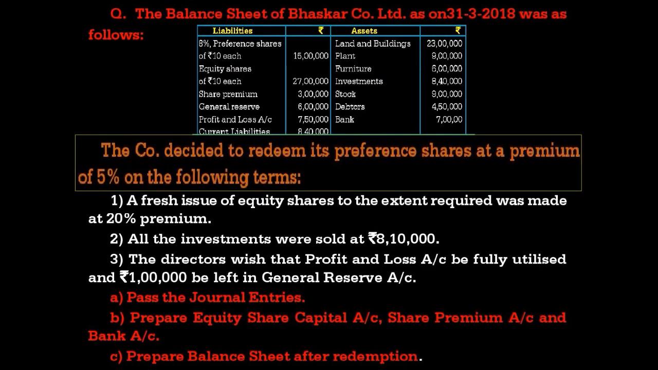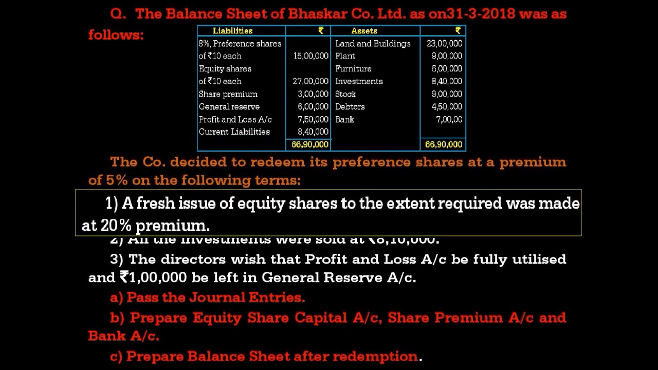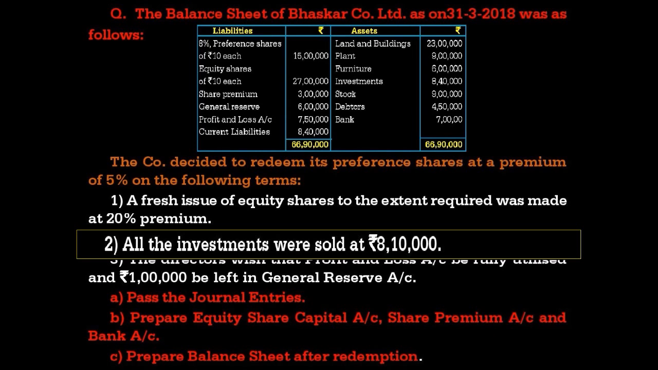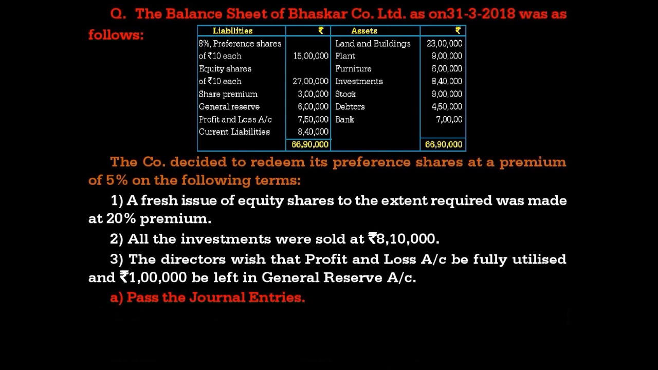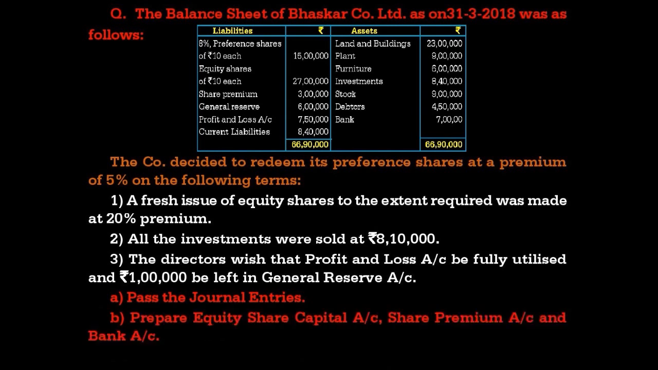The company decided to redeem its preference shares at a premium of 5% on the following terms. Number 1, a fresh issue of equity shares to the extent required was made at 20% premium. Second, all the investments were sold at 8,10,000. Third, the directors wish that profit and loss account be fully utilized and rupees 1 lakh be left in general reserve account. Now the questions: pass the journal entries, prepare equity share capital account, share premium account, and bank account. And the third question is to prepare the balance sheet after redemption.